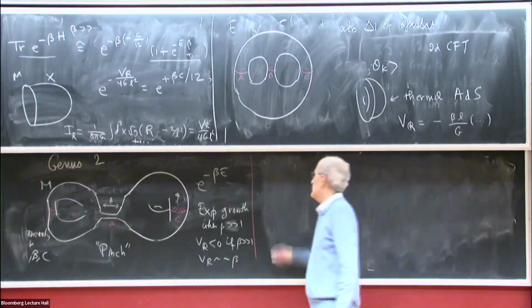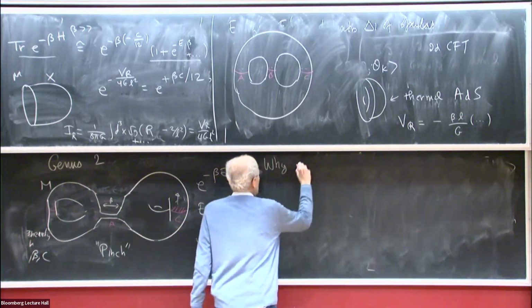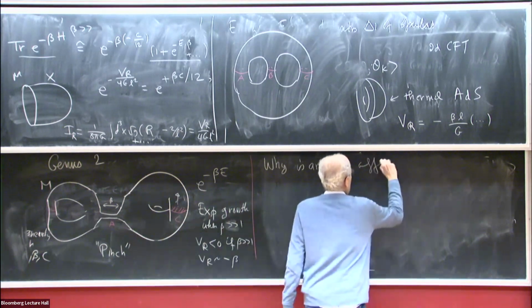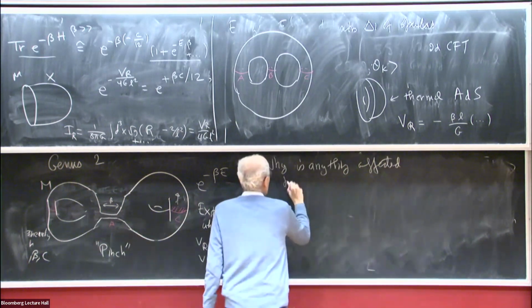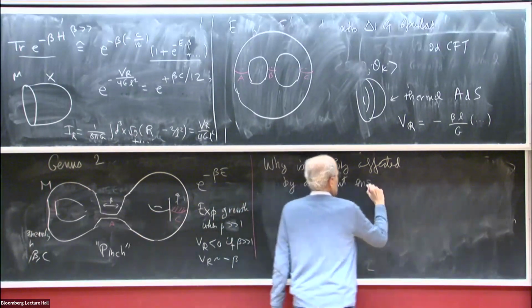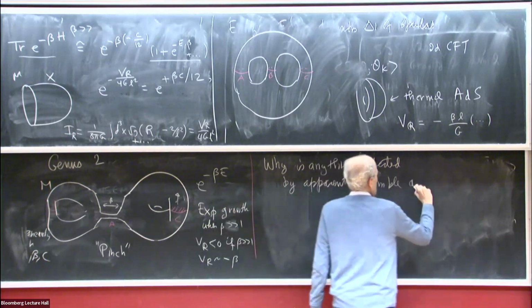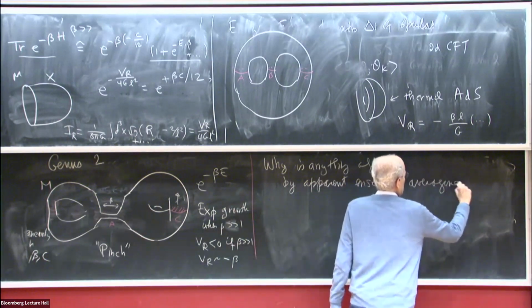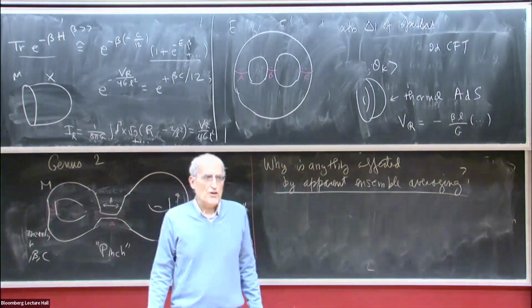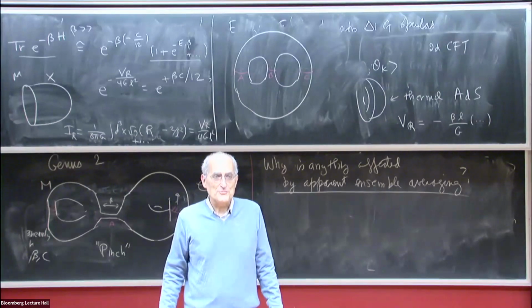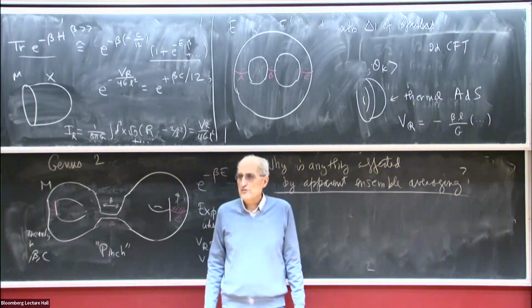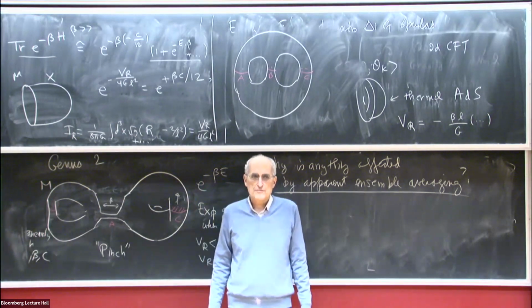So, okay. So now we got to the final question. Why is anything affected by apparent wormhole averaging or apparent ensemble averaging? In other words, there's no ensemble, and there are lots of observables that don't appear to be affected by ensemble averaging. So now we should zero in on the question, why do some observables appear to be affected by ensemble averaging?